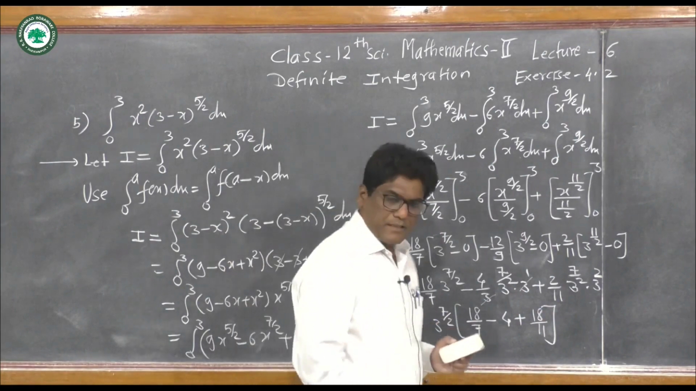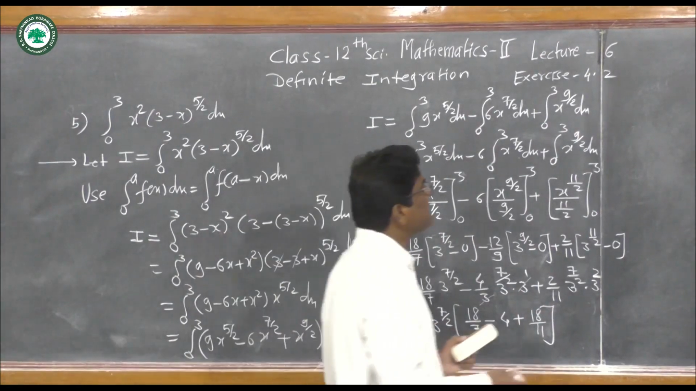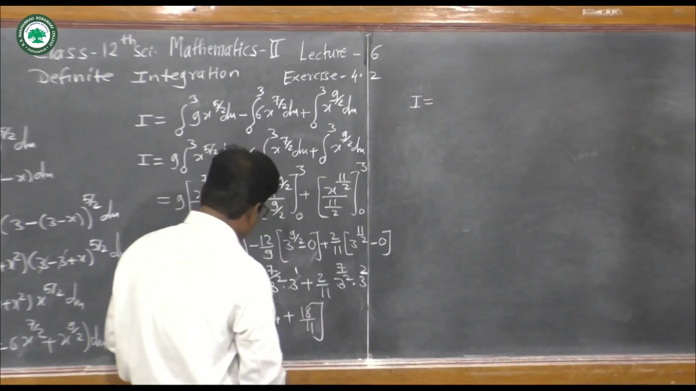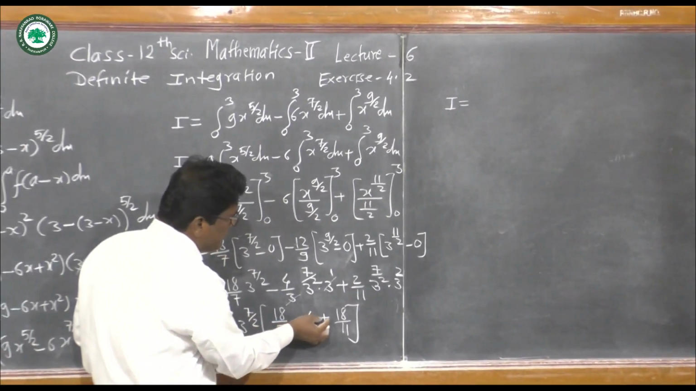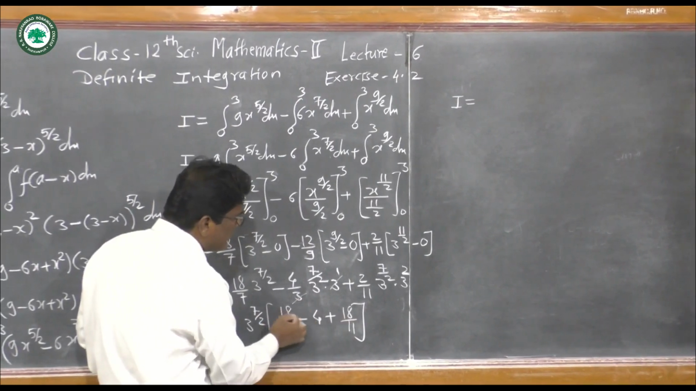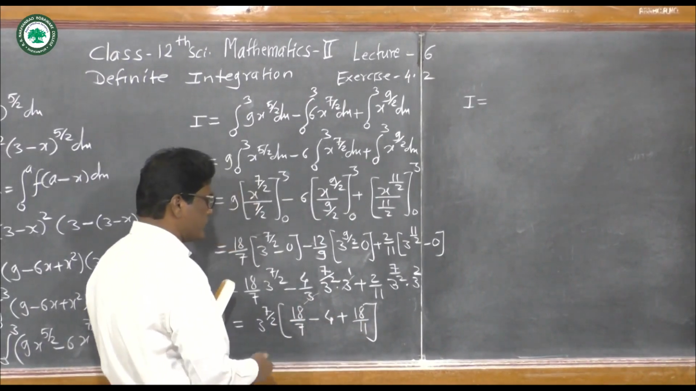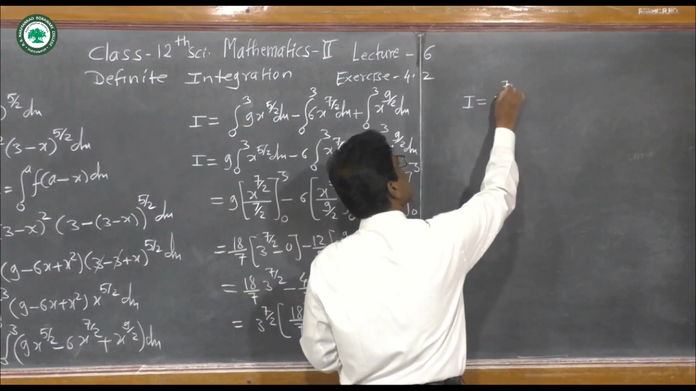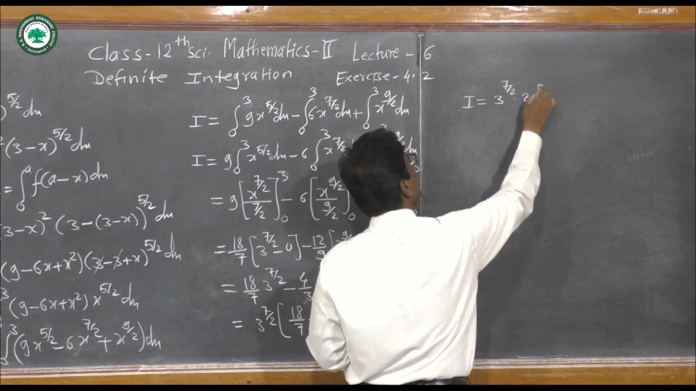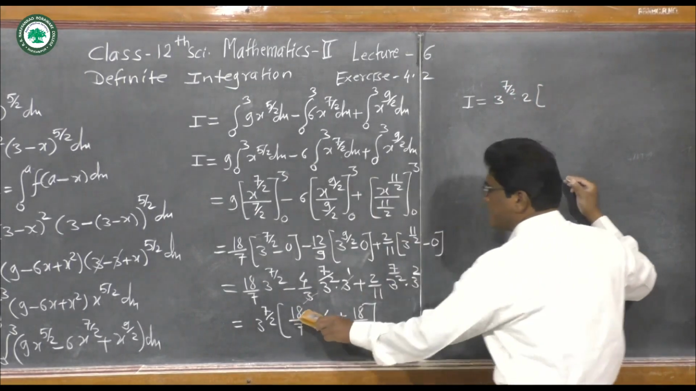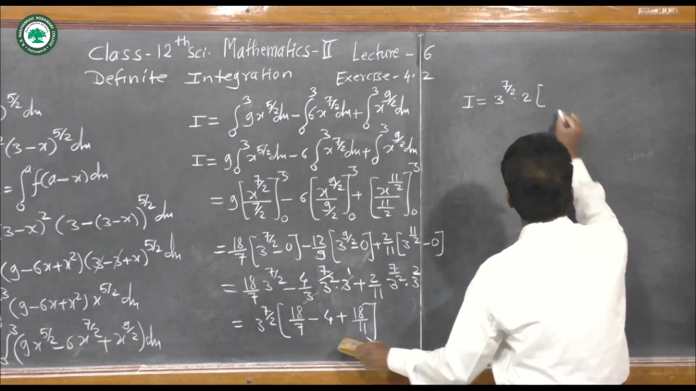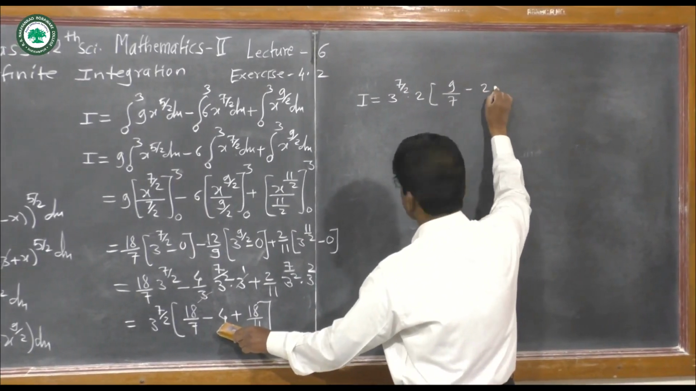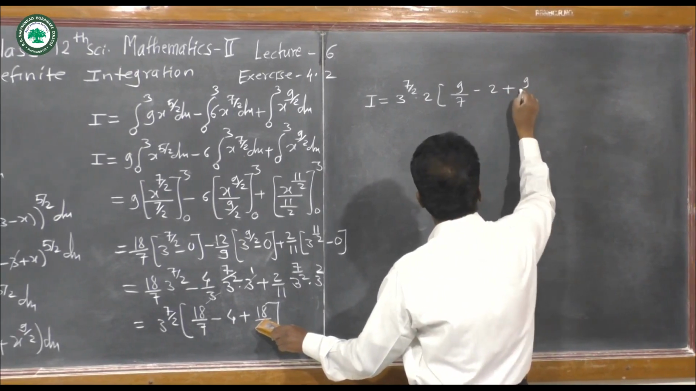So this required integral I becomes I is equal to now here 18 by 7 minus 4 plus 18 by 11, all numerators are in the multiplication of 2, so we take 2 common. So we get 3 to the power 7 by 2 into 2 in bracket. When we take 2 common here, it is 9. So 9 upon 7. Here it is minus 2. And here 9 upon 11.